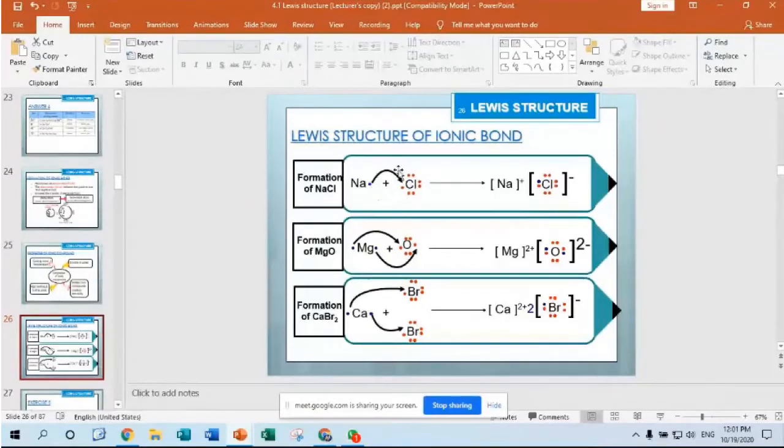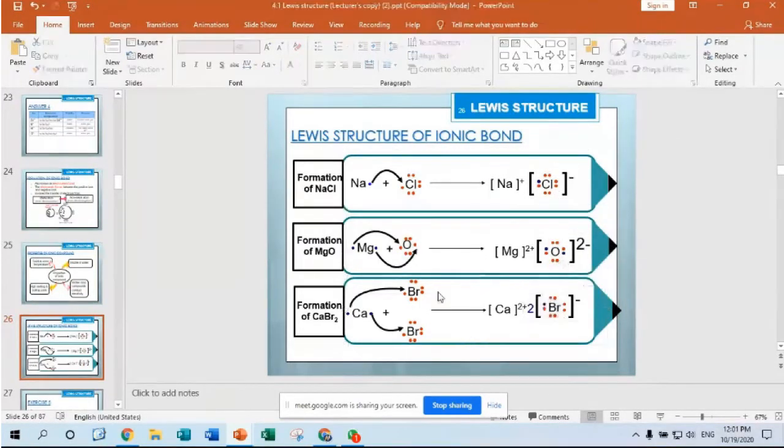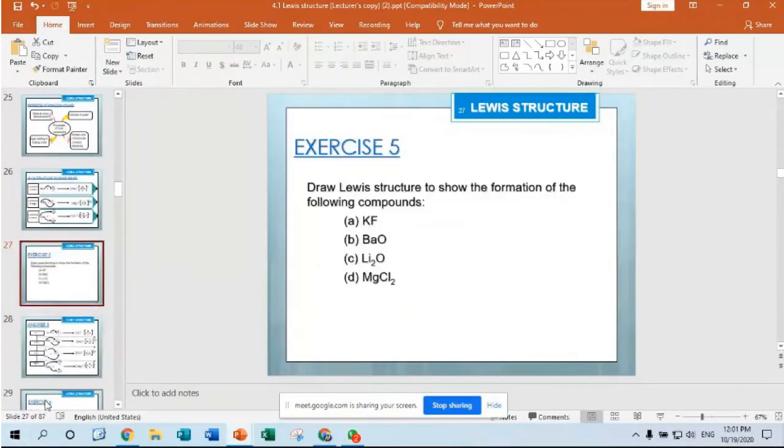So after transfer, it becomes sodium cation. After it accepts an electron, it becomes chloride anion, with negative charge. Remember the charge. And then don't forget the 8 dots for the anion. Oh, sorry, anion. 8 dots for the anion. You must show the transfer of the electron for ionic bond.